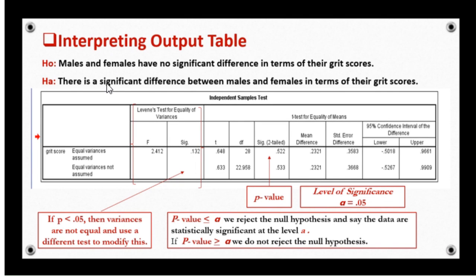Read first or interpret first the output table. So as you can see, the p-value is here, the significance two-tailed, the level of significance, and here is the variances. And for p-value less than or equal to alpha, we reject the null hypothesis and say the data are statistically significant at the level alpha. So if p-value is greater than or equal to alpha, we do not reject the null hypothesis. So our p-value is here, and the level of significance is alpha equals 0.05.